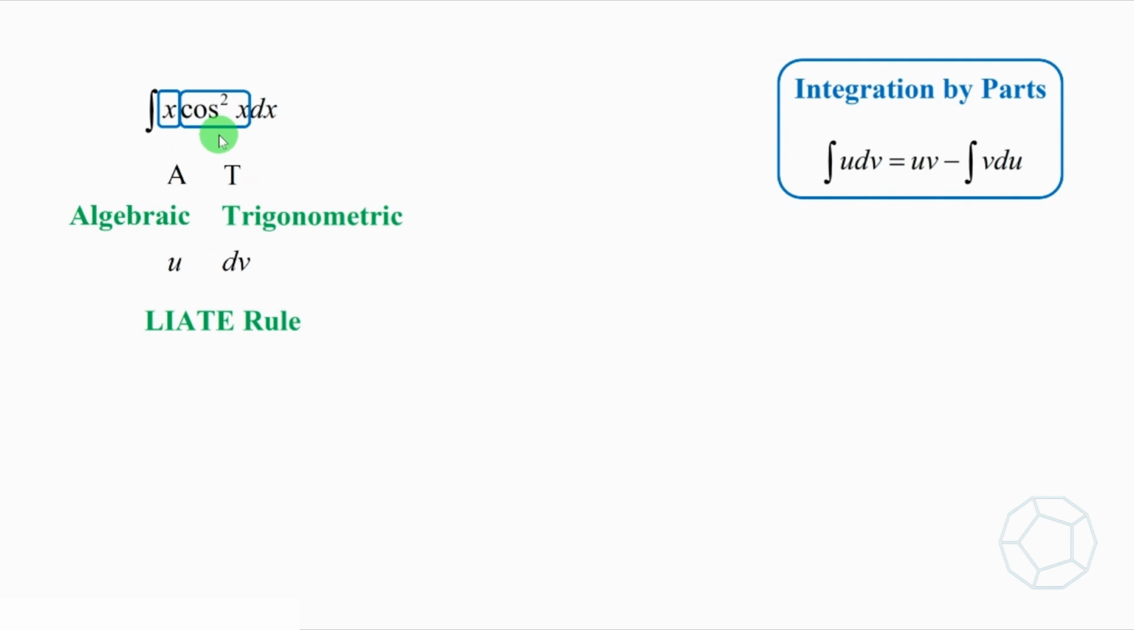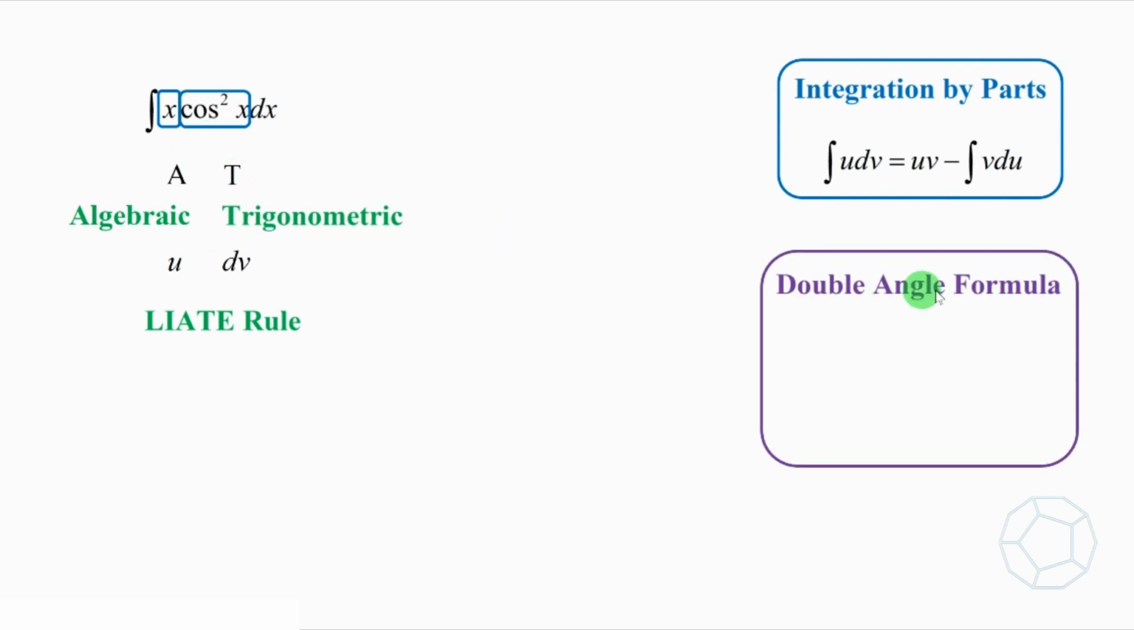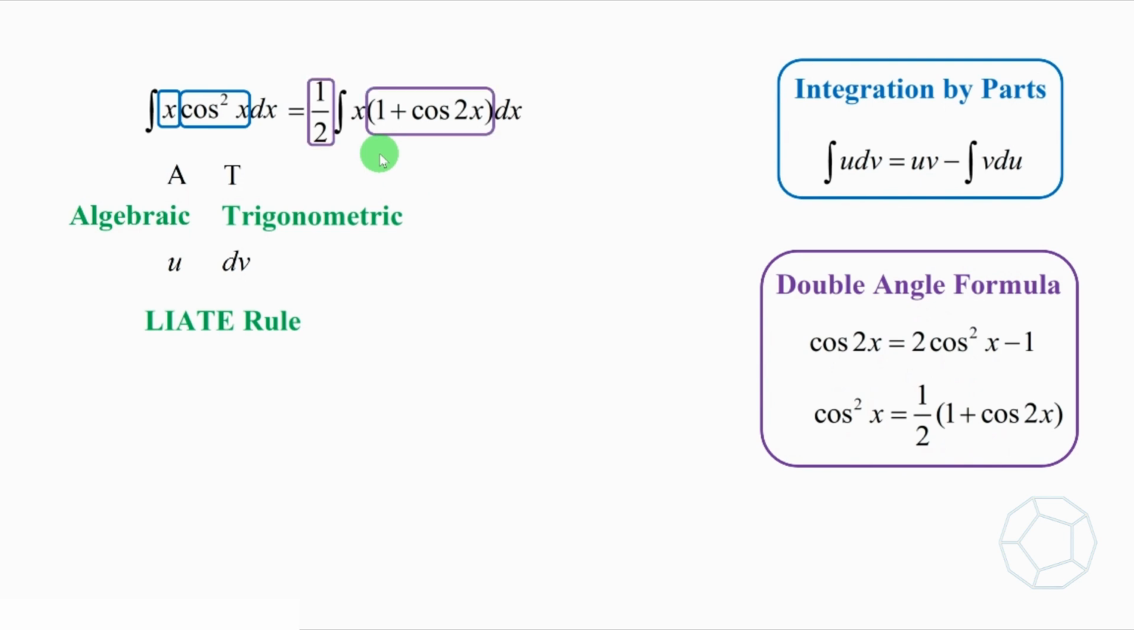What should we do? Let's recall the double angle formula. Cosine 2x is equal to 2 cosine square x minus 1. Rearrange the terms, we have cosine square x is equal to 1 over 2 times bracket 1 plus cosine 2x. We put this inside the integral. Then we can reduce the index from 2 to 1.